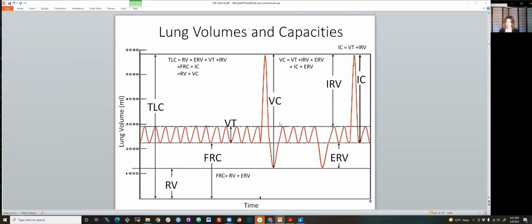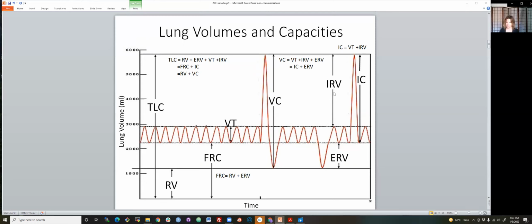So from this diagram, let's recognize the volumes that we have. Well, we looked at tidal volume already, normal tidal breathing. When somebody inhales past their normal tidal breathing, their normal tidal volume inspiration, any volume they can inhale after that is what we call inspiratory reserve volume. And you can see that here, represented as IRV.